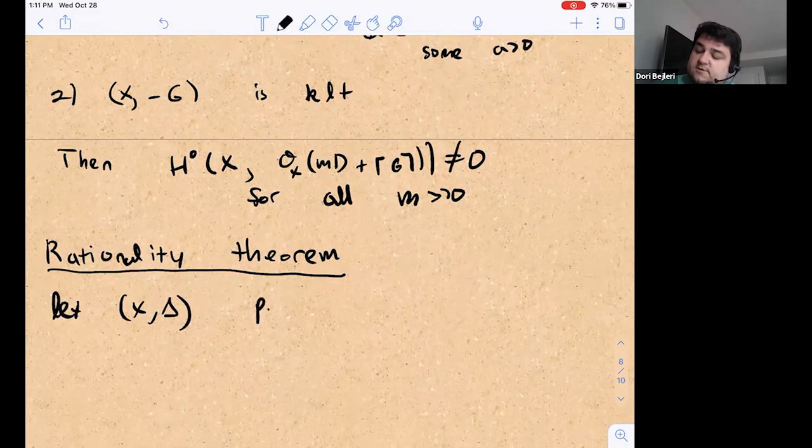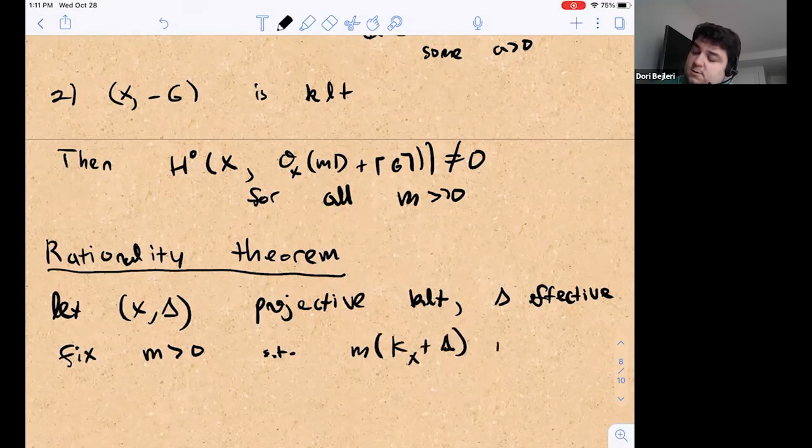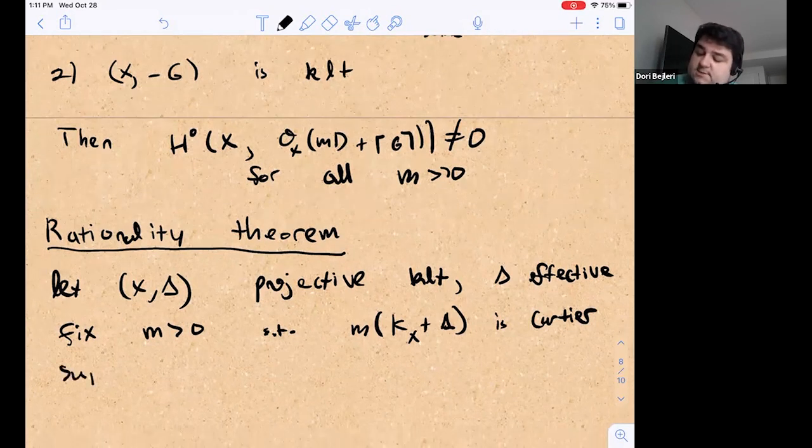So (X, delta) is projective KLT. Delta is effective. And fix some integer m greater than 0 such that m times (KX plus delta) is Cartier. And if you want, fix the smallest such m. And now suppose that KX plus delta is not nef.